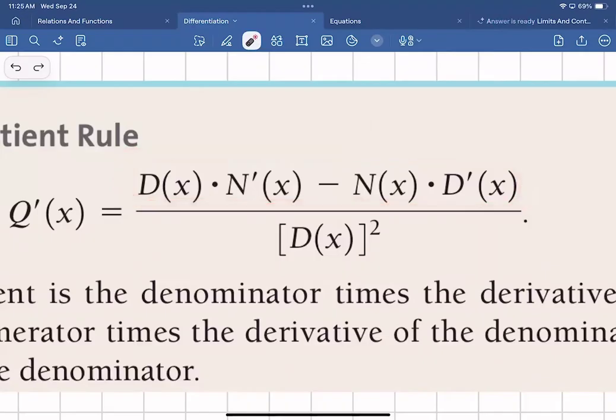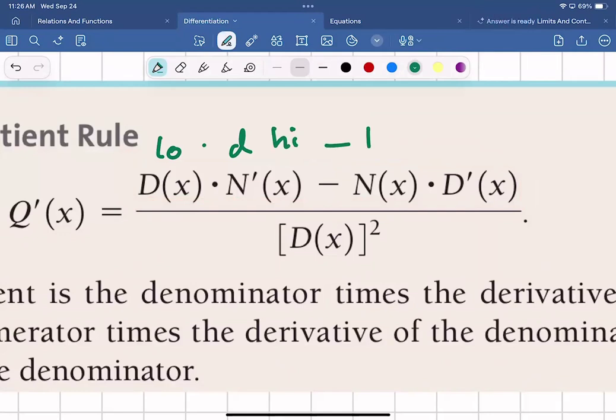A way to remember this, though, instead of using d of x and n of x, is just to say, hey, when I deal with this, I can say low d high. So this is low times d high minus high d low all over low squared. So low d high minus high d low all over low squared. I'm sure you could find a song on YouTube to listen to and help you remember it if you need that. But this is definitely another formula that we have to have memorized.